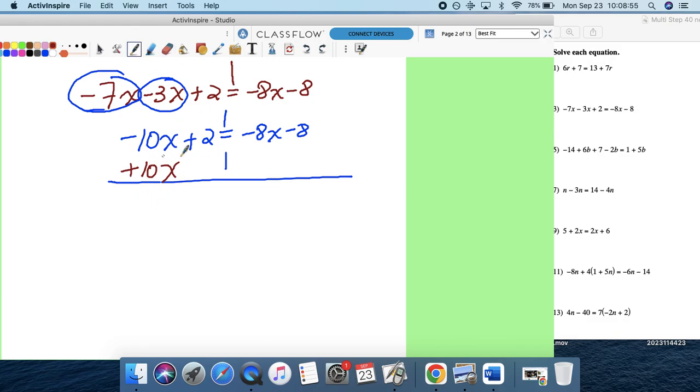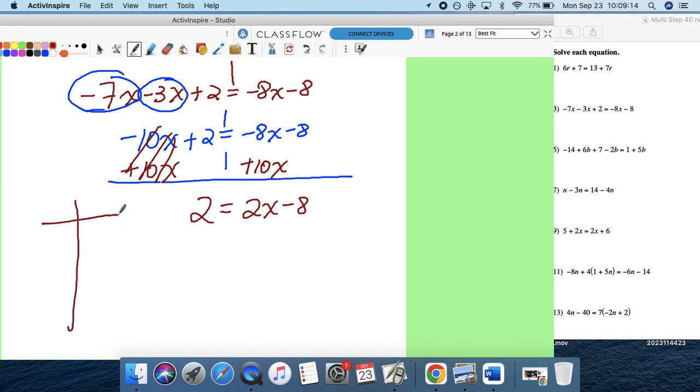But if I add 10x on this side, I'm going to add 10x to the other side. Now let's do it. Negative 10x plus 10x, like we said, becomes 0. And we bring positive 2 down. There's your positive 2. Negative 8x plus 10x is 2x. And then minus 8.